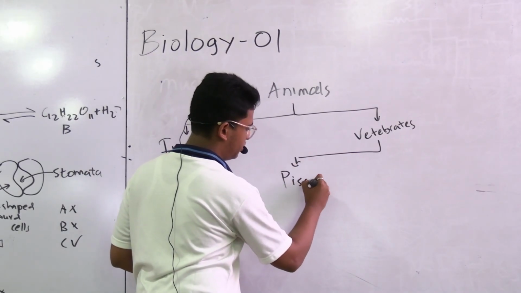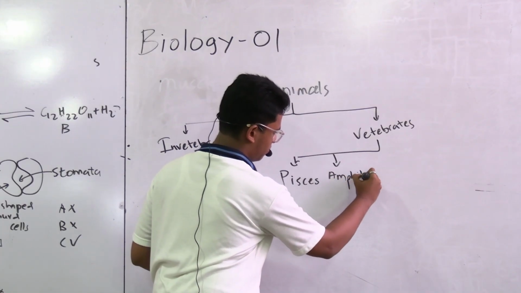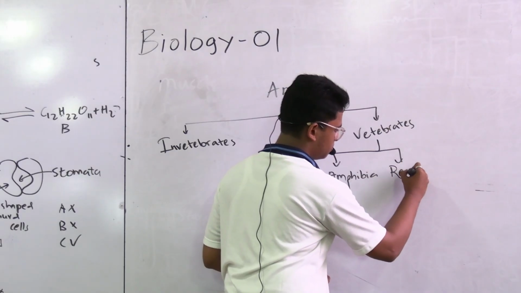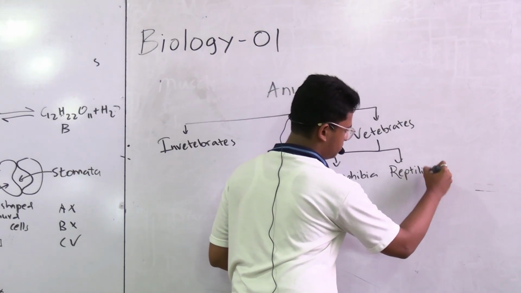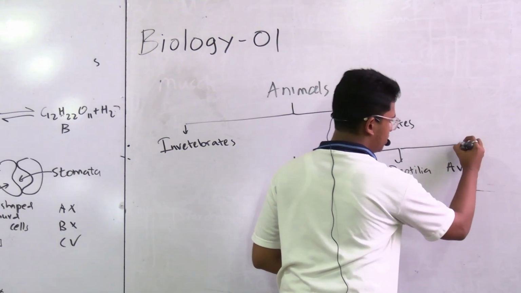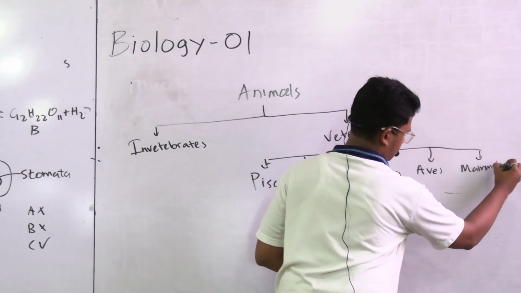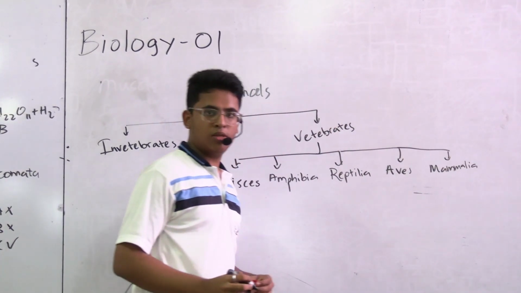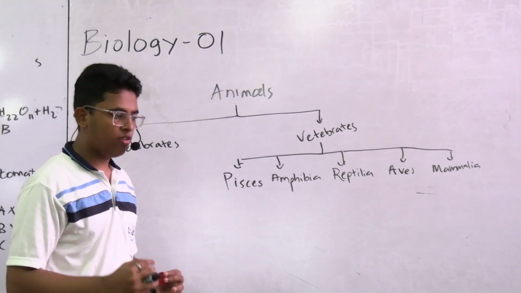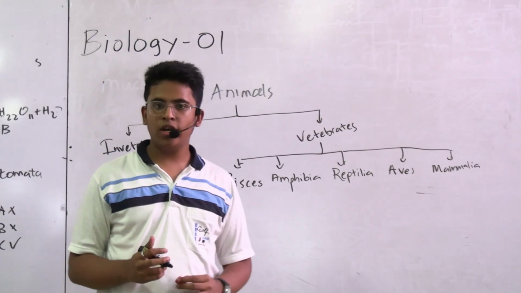Pisces means fish, amphibia, amphibians, reptilia for reptiles, aves for birds, and the group we belong, mammalia. So mammalia means mammals. So instead of going for one by one, we will start from the most easy way to distinguish these animals, cold-blooded and warm-blooded.